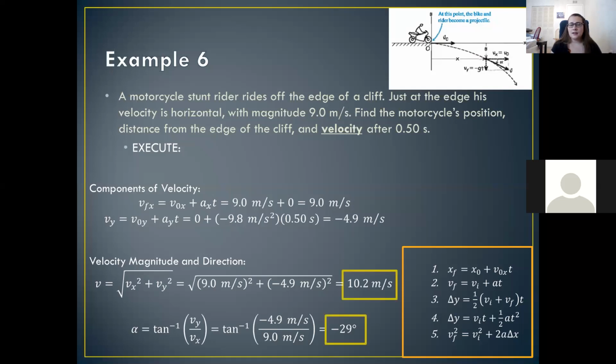And in this case, it's fine to leave the angle as negative 29 degrees because he's clearly going below the x-axis. So that's why I left it as a negative 29 degree angle. Okay. Any questions about this example?